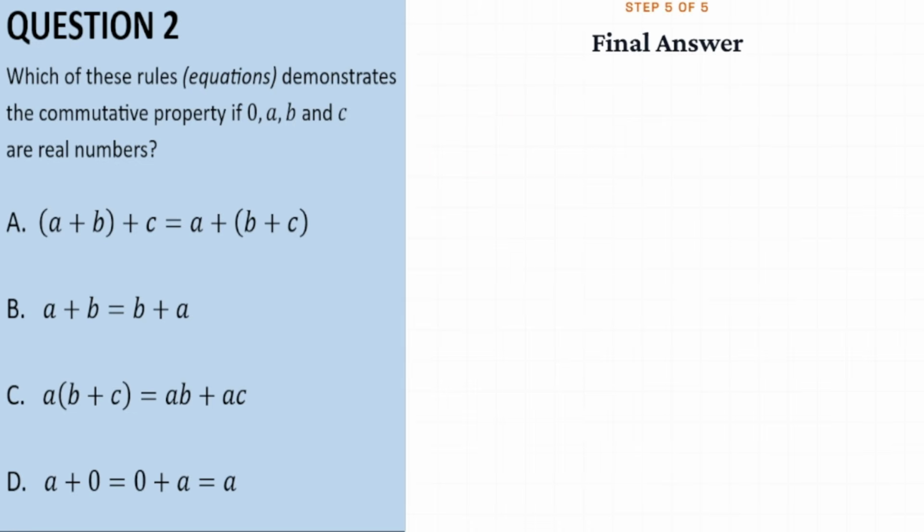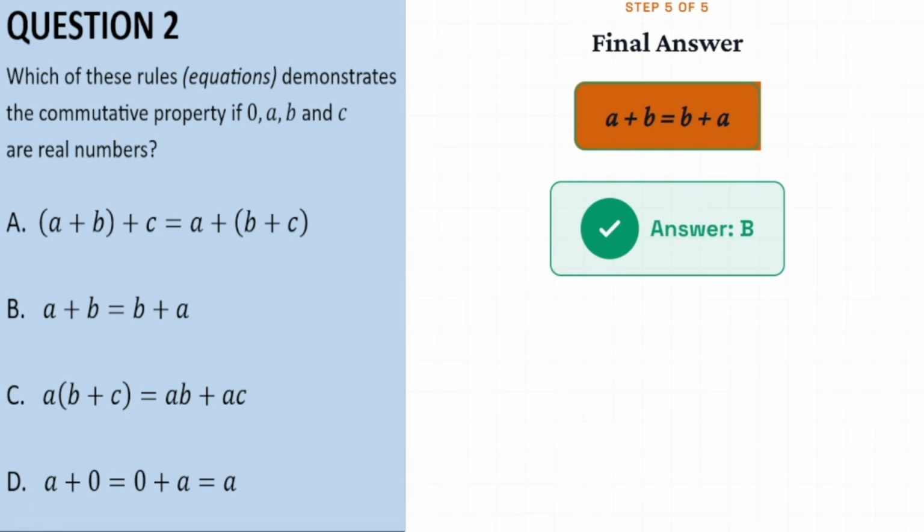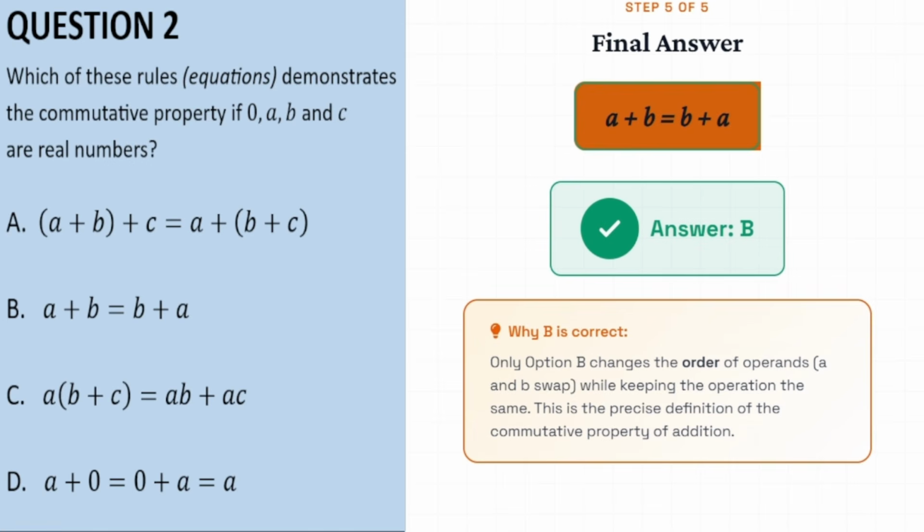Step 5. Final answer for question 2. The correct answer is B, A plus B equals B plus A. This is the only option where the order of operands changes while the operation stays the same. This is the precise definition of the commutative property of addition.